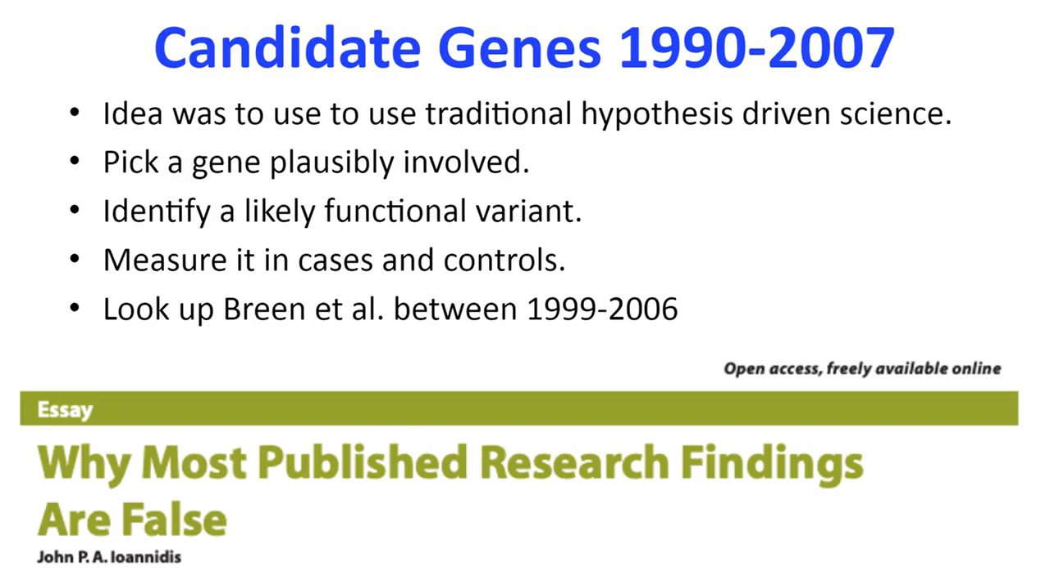But anyway, the candidate gene era happened anyway. And it seemed attractive at first. So the idea was to use traditional hypothesis-driven science, pick your functional gene, identify your functional variant, measure it in cases and controls, and then do a PhD on it, like I did. It wasn't a 7-year PhD.